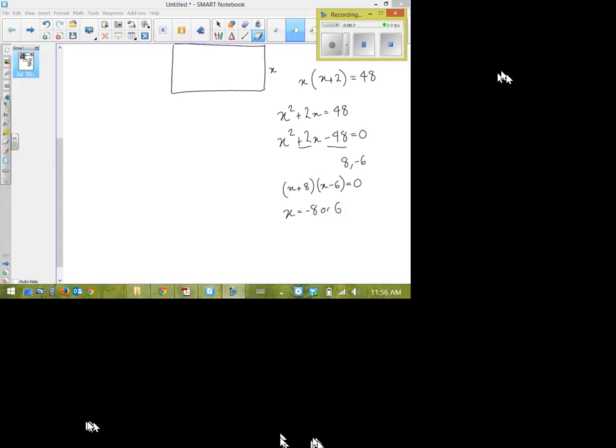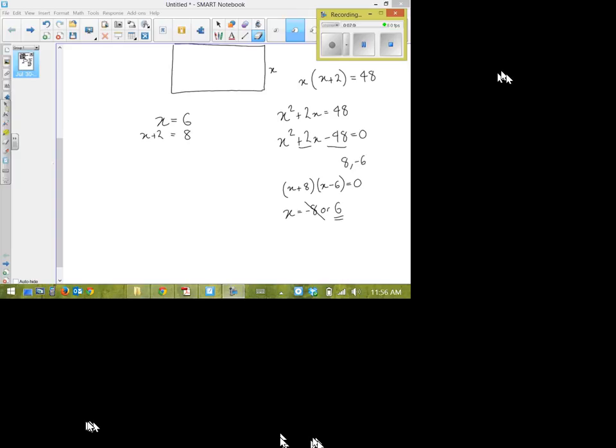Now in this particular instance, when we're talking about length, one of those answers doesn't make sense. Minus 8 doesn't make sense. You can't have a length of minus 8. Whilst minus 8 is a valid answer for this particular equation, it's not a valid answer for the problem at hand. So we can just cancel that and say minus 8 isn't the one we're looking for. The one we are looking for is 6. So x equals 6, and x plus 2 would therefore be 8. So the dimensions of my rectangle are 6 by 8.